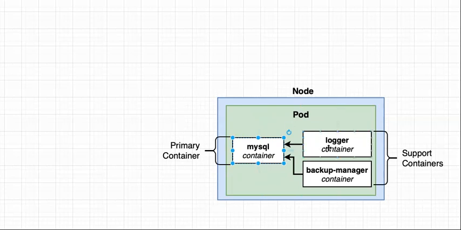So you need to have a logger in place which is going to log your slow queries, and if there is some error you need to capture that. You can have a separate container for that which is going to look at these MySQL logs, and then there is a backup manager which is going to back up this MySQL and maintain high availability for that. So this is just an example of where you can run multiple containers.